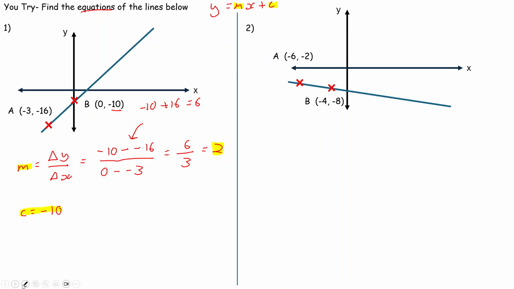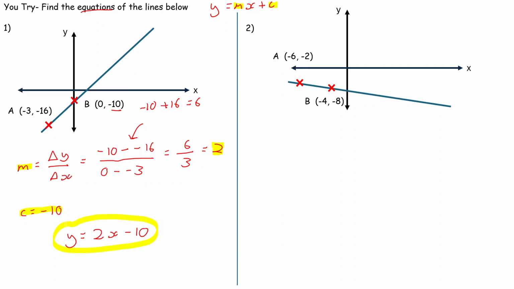I've got my gradient, therefore my line is going to have the equation y is equal to my m value, m is equal to 2. So 2x, my c value is equal to minus 10. So take away 10. And that is the answer for the first one.